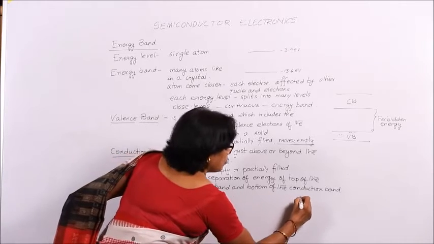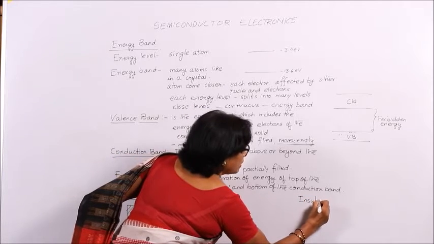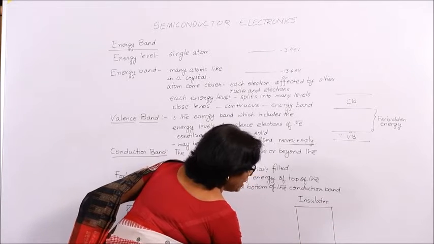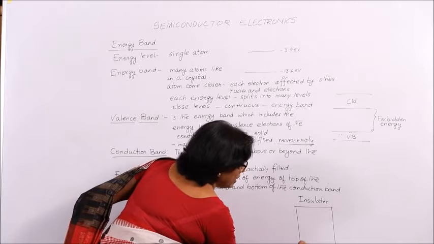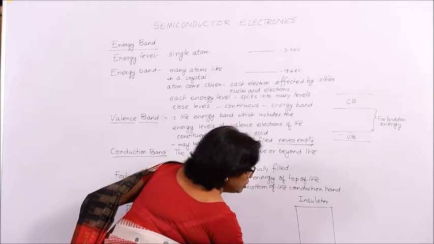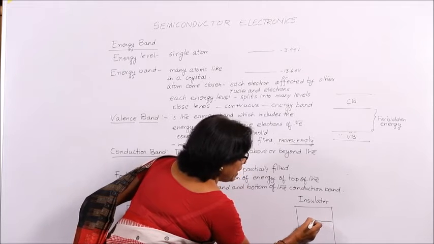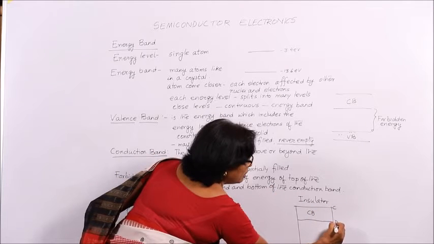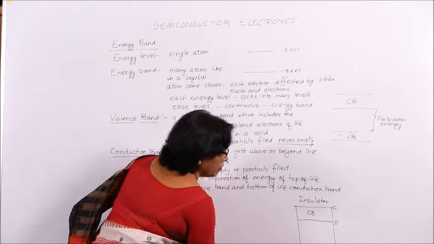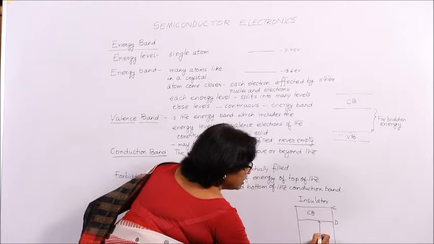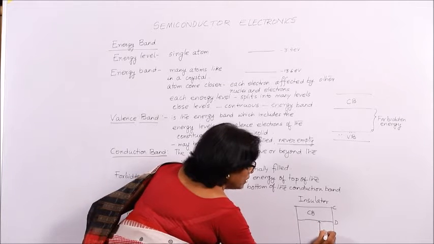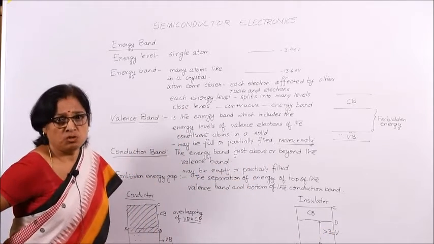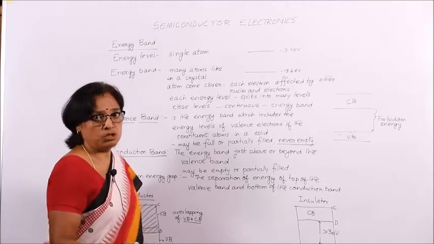What about the insulator? If I draw the same diagram, the conduction band and valence band, we find that the valence band ends here. This is my valence band. The conduction band starts from here. So A to B is here, C to D is here, no overlapping. In fact, the forbidden energy gap is greater than 3 electron volt. It is more or less 10 electron volt, much more than 3 electron volt.